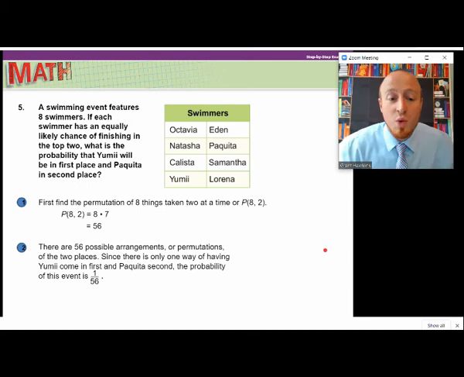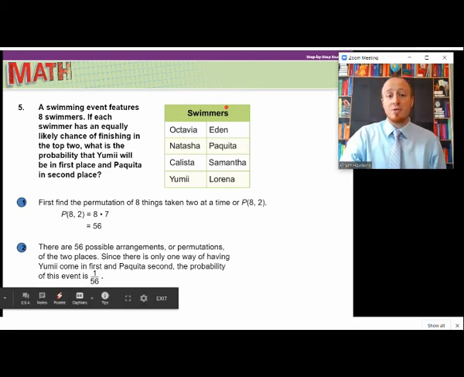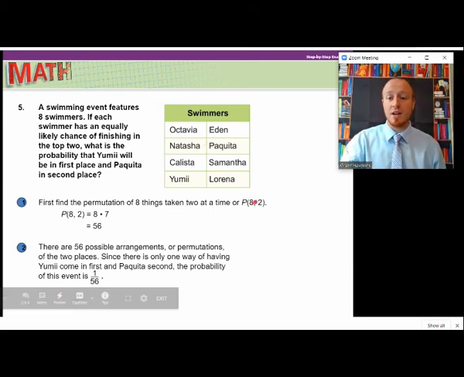Since there is only one way of having Yumi come in first and Paquita second, it's 1 out of 56. There's no other way for that to happen, right? Unless you included like third place, well then that would definitely add more, but there's only 2. We're only doing 2.